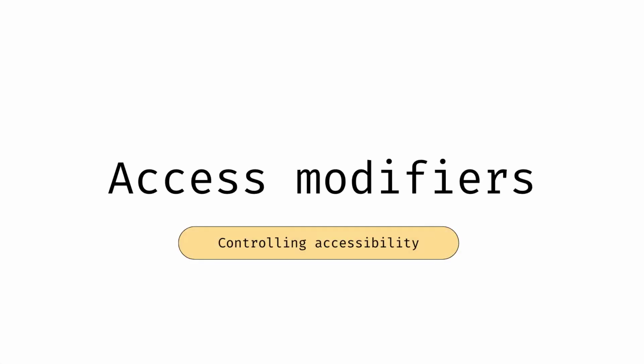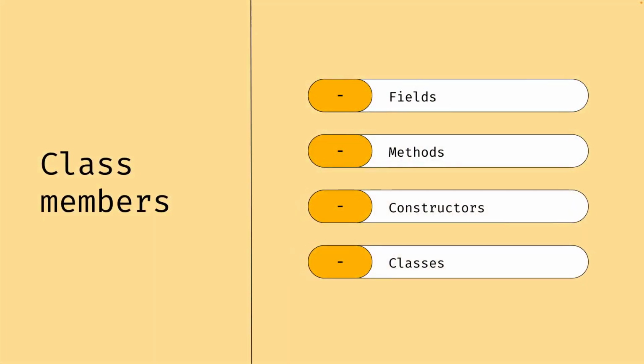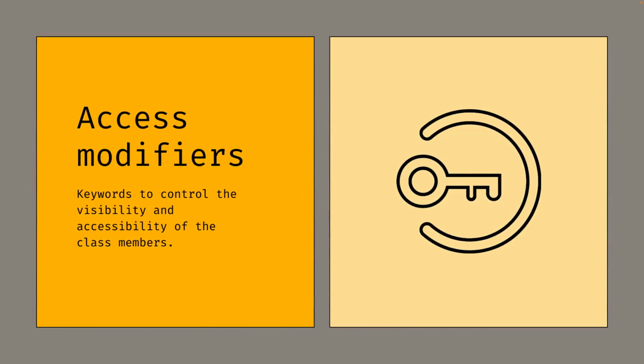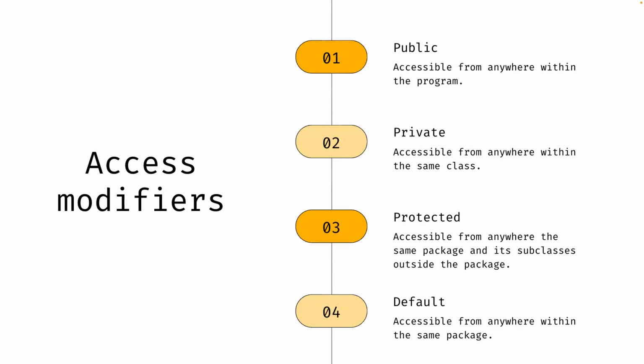Access modifiers decide from where you can access class members. Class members can be fields, methods, constructors, and other classes. So, in Java, access modifiers are keywords that you can use to control the visibility and accessibility of these class members. There are 4 access modifiers in Java.